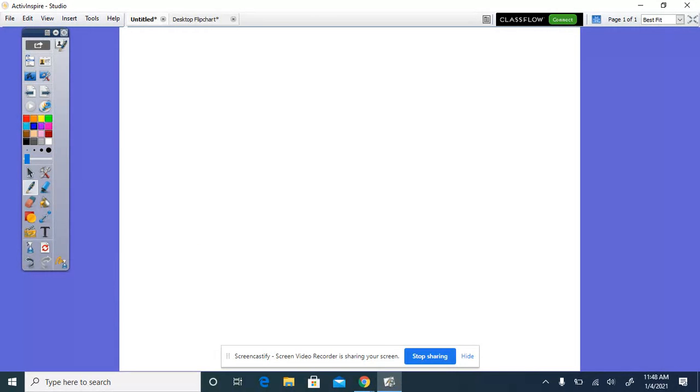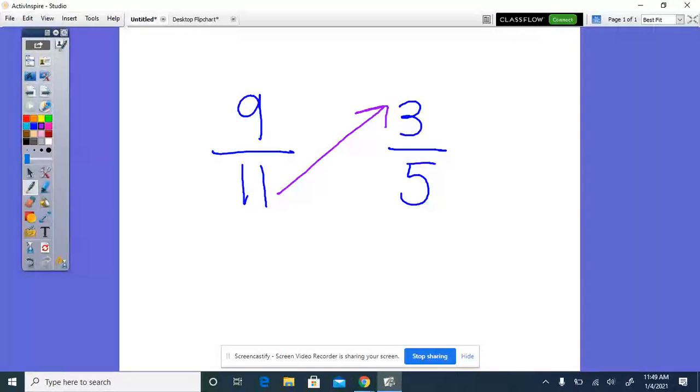So we're going to look at another problem. I'm just making these up off the top of my head. Let's do 3/5 and 9/11. Let's just do the first way that we learned. Start from the bottom and go diagonal. 3 times 11 is 33. 5 times 9 is 45. Which one's bigger? 45 gets 2 dots, 33 gets 1 dot, then connect the dots.